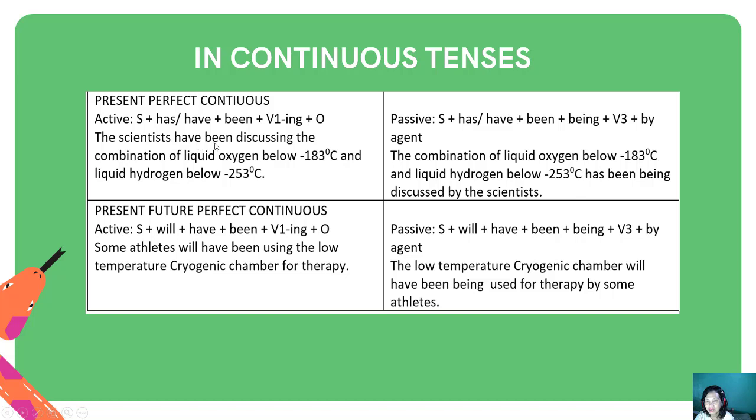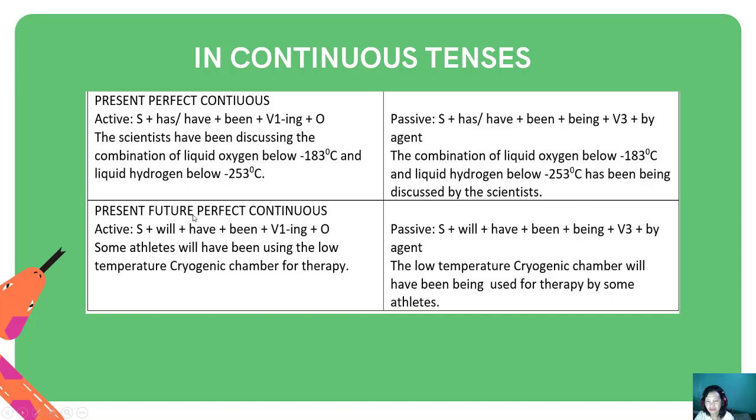The scientists have been discussing the combination of liquid oxygen below minus 183 centigrade and liquid hydrogen below minus 253 centigrade. Again, this is a very long object. So put it here, all here, and then has been being discussed by the scientists. Again, have been, the scientist is the subject. Why not have, while it is liquid oxygen and liquid hydrogen, there are two? No, because the subject is the combination, not the liquid oxygen and the liquid hydrogen. That's why it is present. It is singular. Has been being discussed.